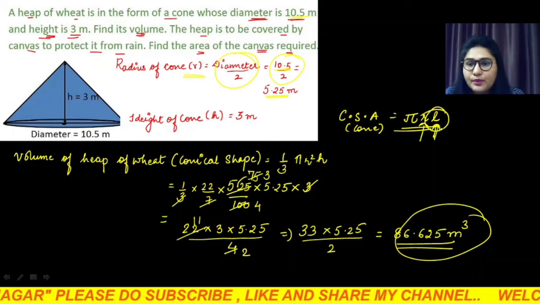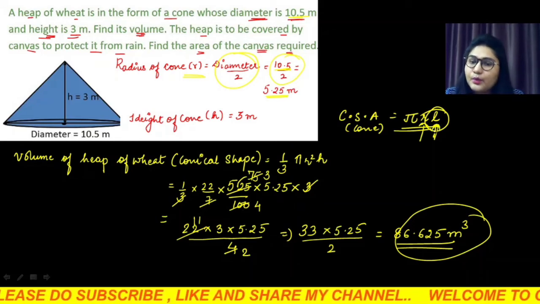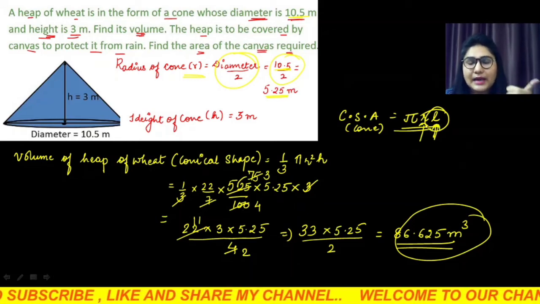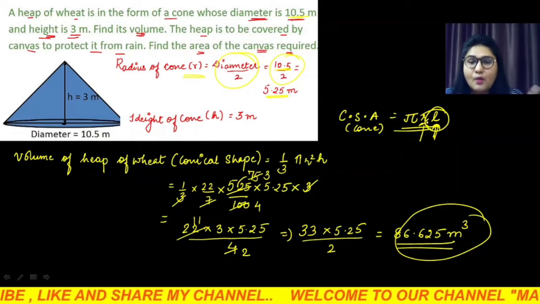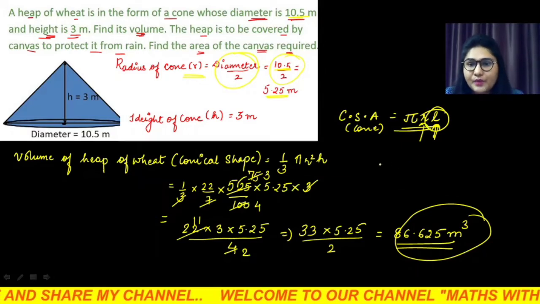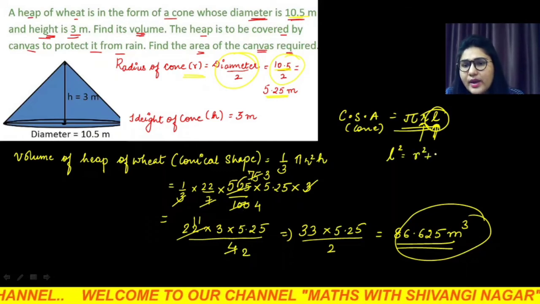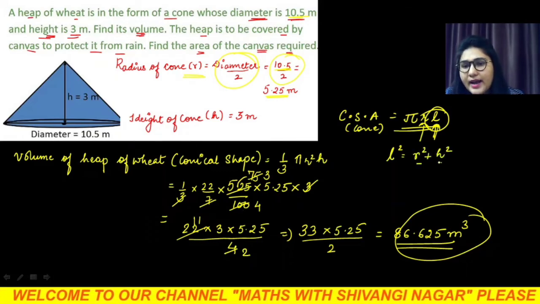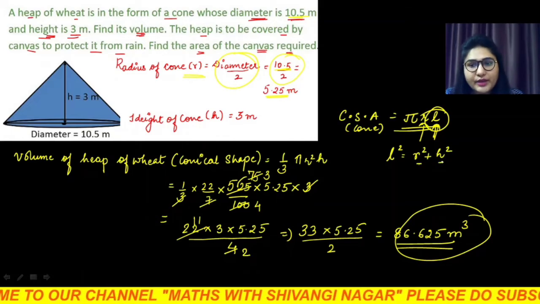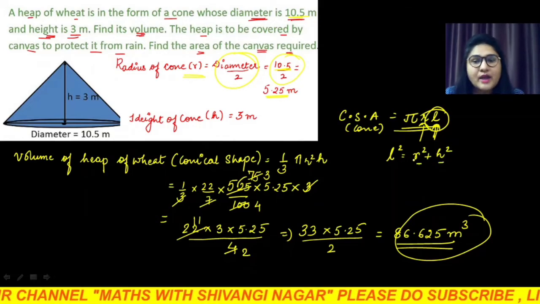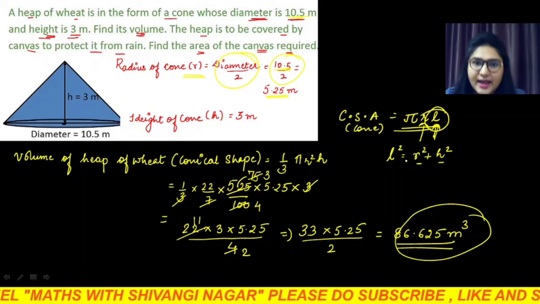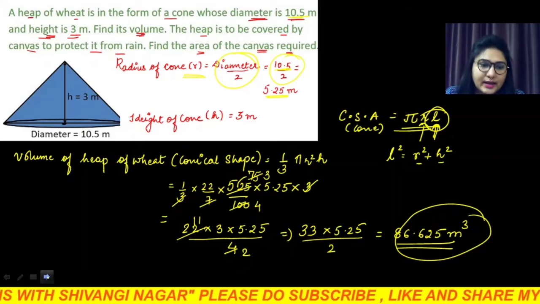So can we compute the slant height? Yes, we can easily compute. We know the relation between the slant height and the radius. What is that? L square is equal to R square plus H square. R and H both we know. We are just putting the value and taking the square root, and we will get the L. So let's move in that direction.